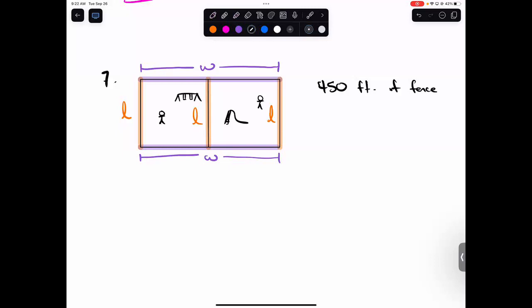What does our constraint, our restriction, our perimeter equation look like then? We've got 3 L's and 2 W's, and they should add up to 450. What's the area? Is that splitting it in half down the middle? Does that have anything to do with the area? No, it doesn't matter, right? It's still length times width.